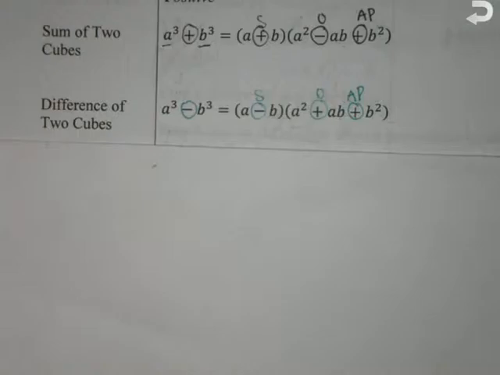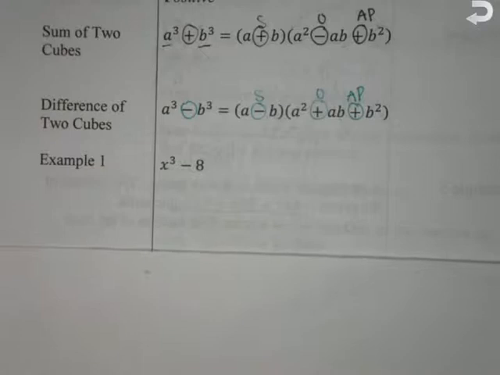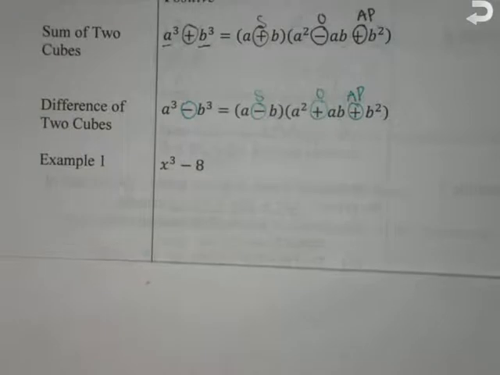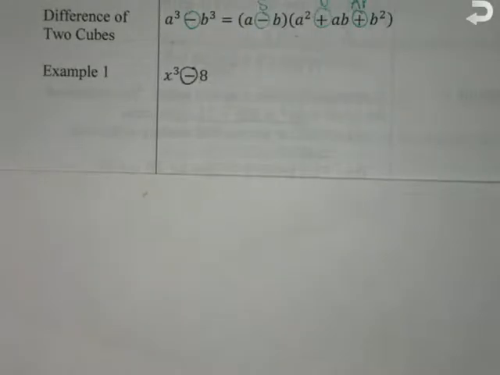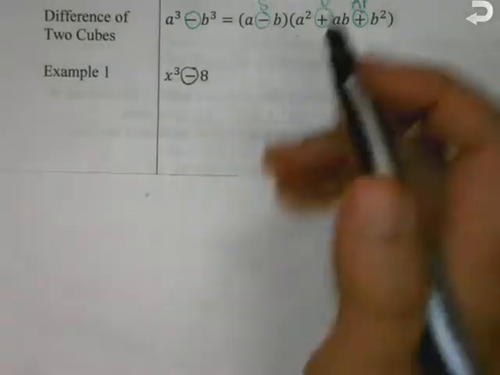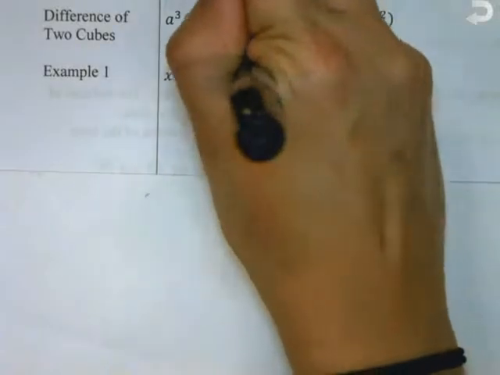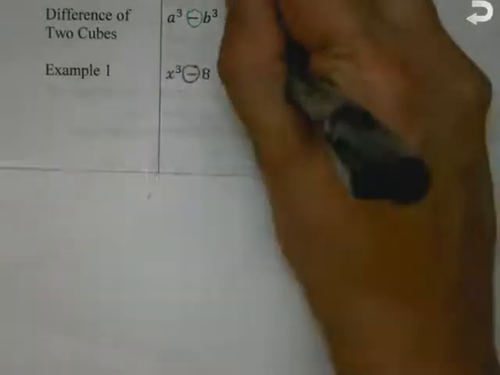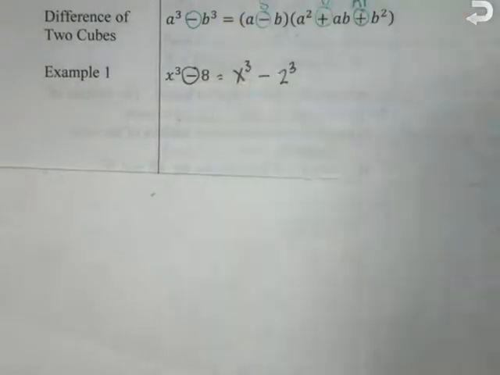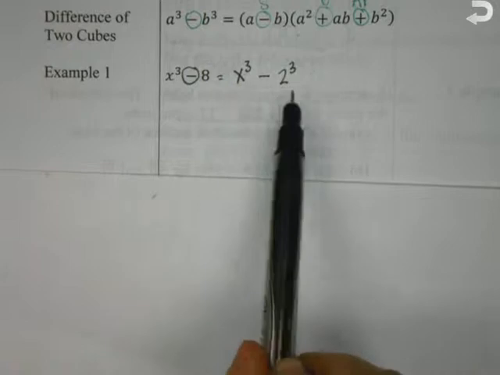Okay, example 1. We have x to the 3rd minus 8. Now this is a difference of 2 cubes because the 2 are being subtracted. But before we even start, I want to figure out what the bases are. X to the 3rd is already done for us. Minus, what is 8 written as a perfect cube? 2 to the 3rd power. So my first base is x, my second base is 2.